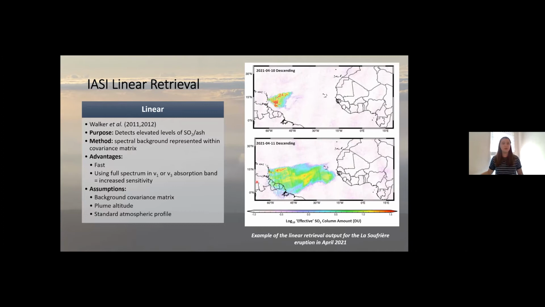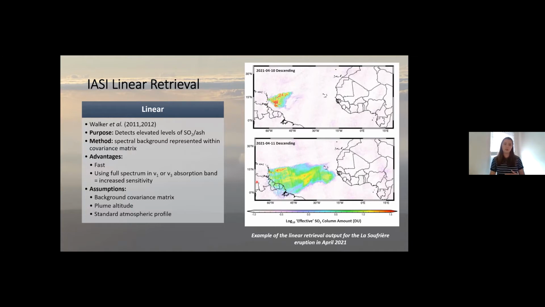So we have a number of different techniques developed for IASI which are able to obtain information about SO2. The first of these is our linear retrieval, which was developed by Walker et al. in 2011. And we use this to detect elevated amounts of SO2. And we have an equivalent retrieval for ash as well.